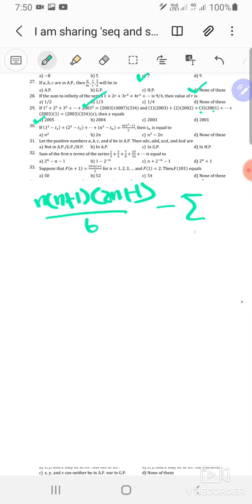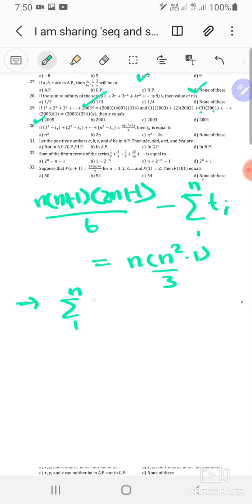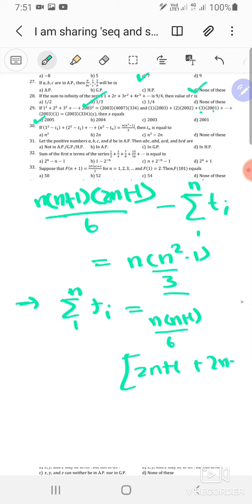So the summation from 1 to n of ti has to be equal to n(n² − 1)/3. That gives me that the summation of ti has to be this thing minus this thing. Which I think I can factorize. So n(n + 1)/6 times, first of all, you got 2n + 1, then you have an n − 1 over there, but 2 times that, so 2n − 2.